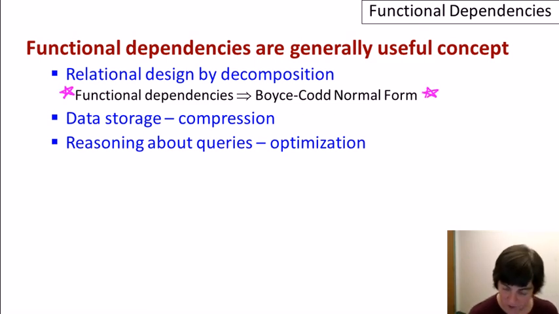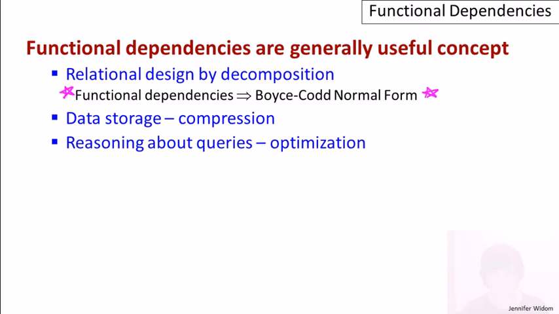So to conclude, functional dependencies are a generally useful concept in database systems. They're a key ingredient of doing relational design by decomposition because we use the functional dependencies to get Boyce-Codd normal form, which is what we'll cover in the next video. But they're also useful for the system to determine how to store data, to compress data, and also to reason about query processing.